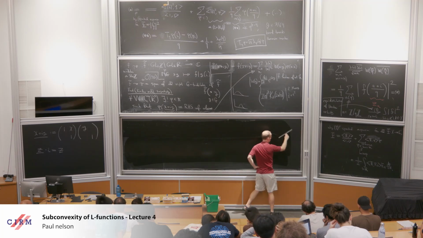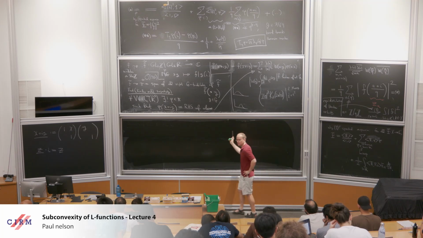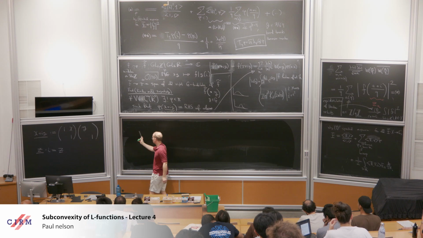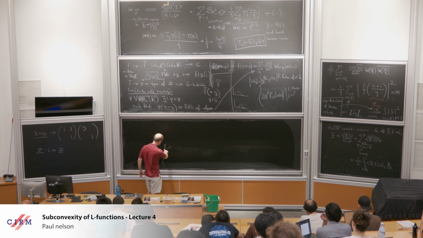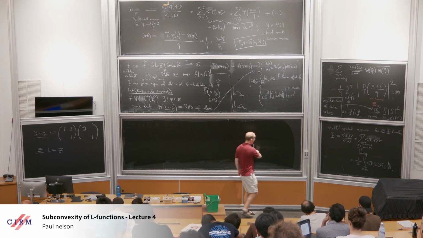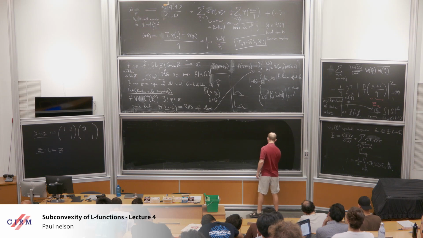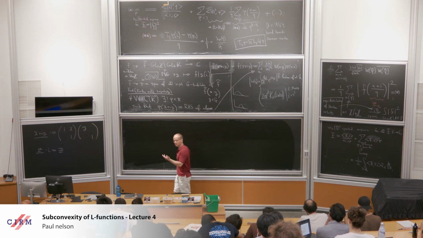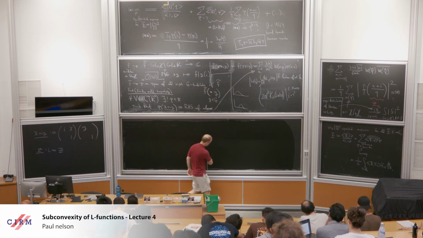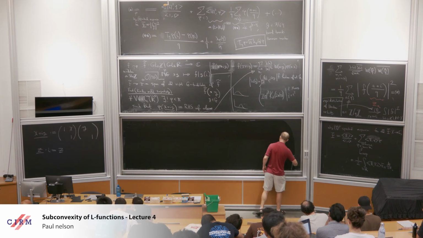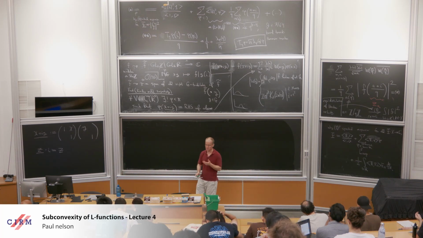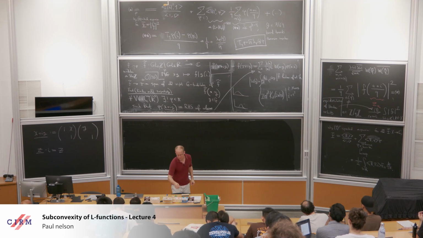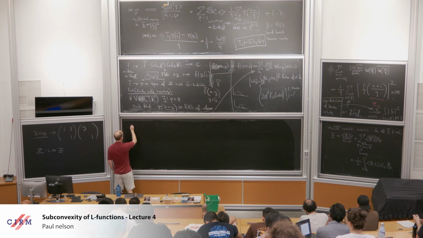So if you remember 2, and also 3 and 4, these are a bit different than 1 because they don't involve averaging over characters or things on GL1, but instead averaging over things on GL2. So it's the first case where you have to use a summation formula that's a bit more interesting than just something like orthogonality of characters. So let's remember what we're trying to do with 2.